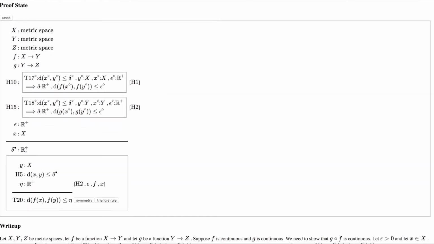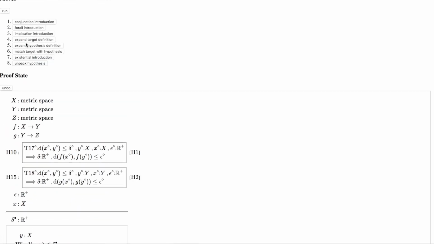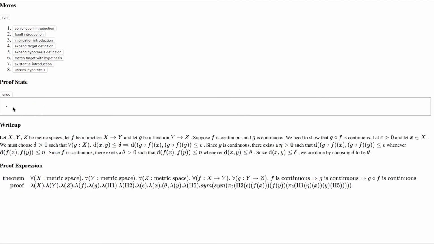What happened? We used H15, and we have this new constant eta, which came from here, and now we just have to prove this. But since we've replaced x diamond and y diamond, we get this. We can do exactly the same move with H10. This matches with this, and that completes the proof. The proof state went away because we ran out of targets.